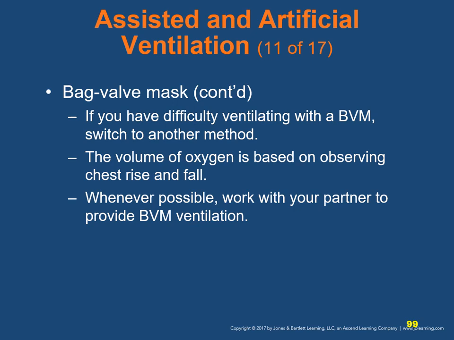The only means of assessing tidal volume in the field is when using a BVM with high flow oxygen on an adult patient. Squeeze the bag just enough to cause a noticeable rise of the patient's chest, which is roughly 600 milliliters. By delivering just enough tidal volume to see the chest rise, it reduces the risk of gastric distension and associated complications from gastric distension.